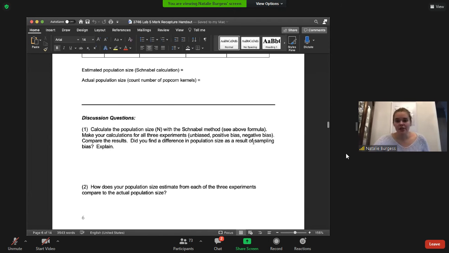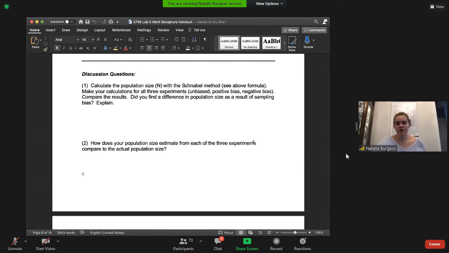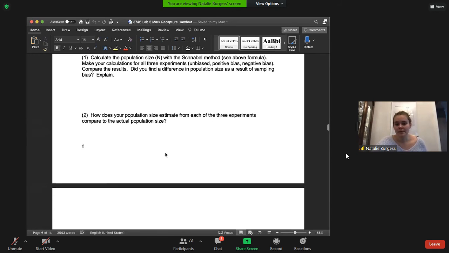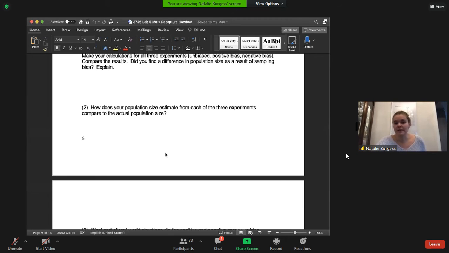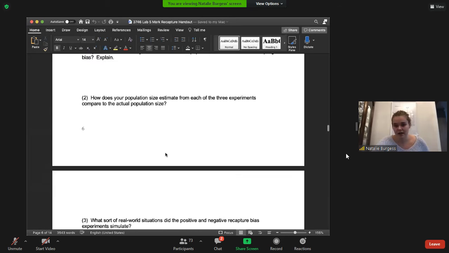And then the discussion questions, there are 4 main discussion questions. Once you guys have done your experiment and you've calculated your population size using the Schnabel method with the formula above, you're going to make calculations for all 3 experiments for the unbiased, positive bias, and negative bias. And you're going to compare the results. Did you find a difference in population size as a result of sampling, and explain? How does your sample size estimate from each of the 3 experiments compare to the actual population size?